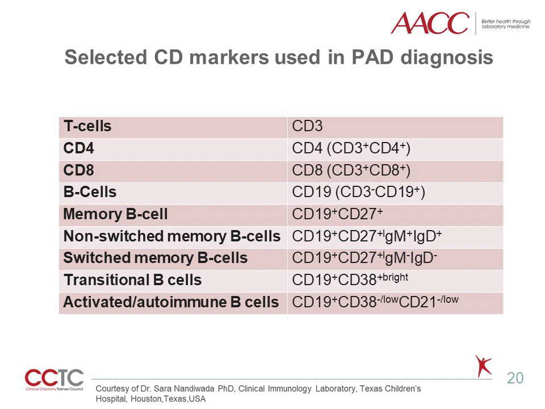CD19 positive CD38 bright cells are transitional B cells, while CD19 positive, CD38 negative or low, and CD21 low cells are autoreactive B cells that might be expanded in patients with CVID who have autoimmunity.